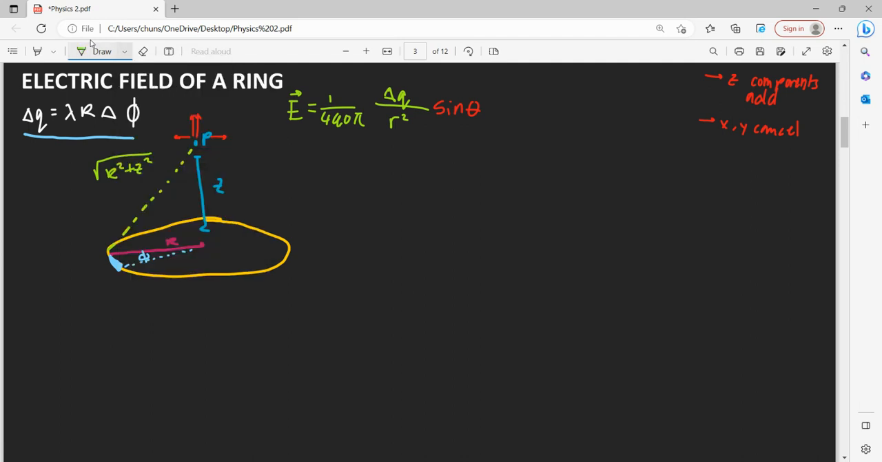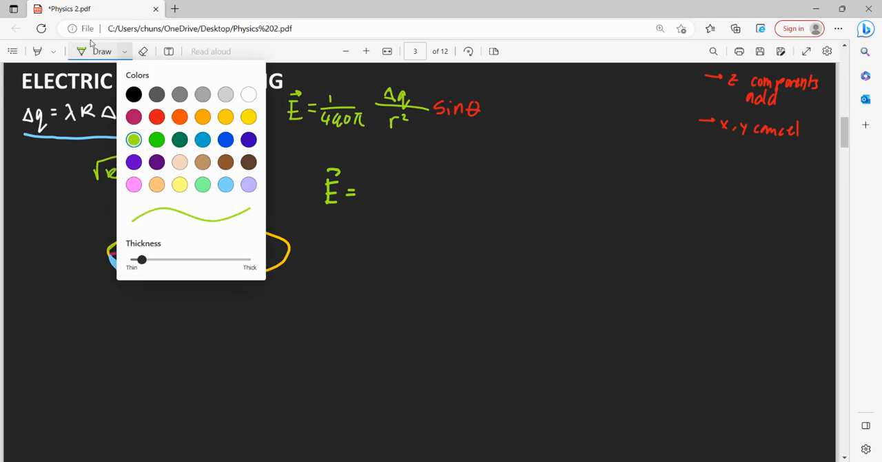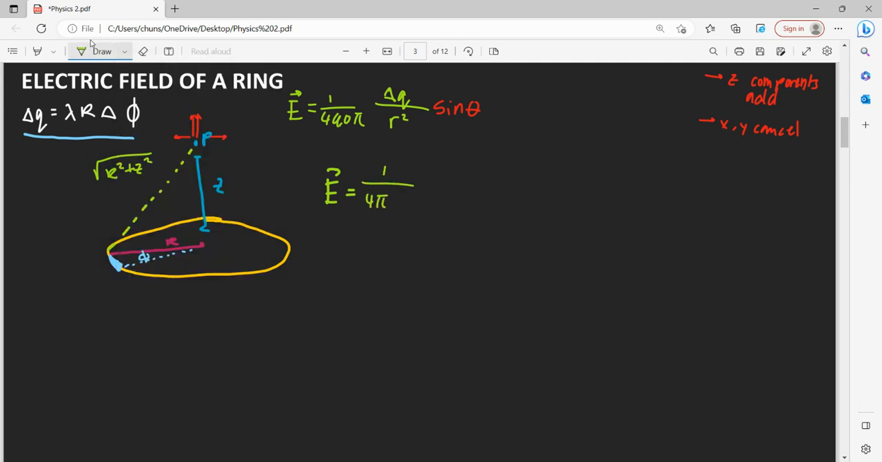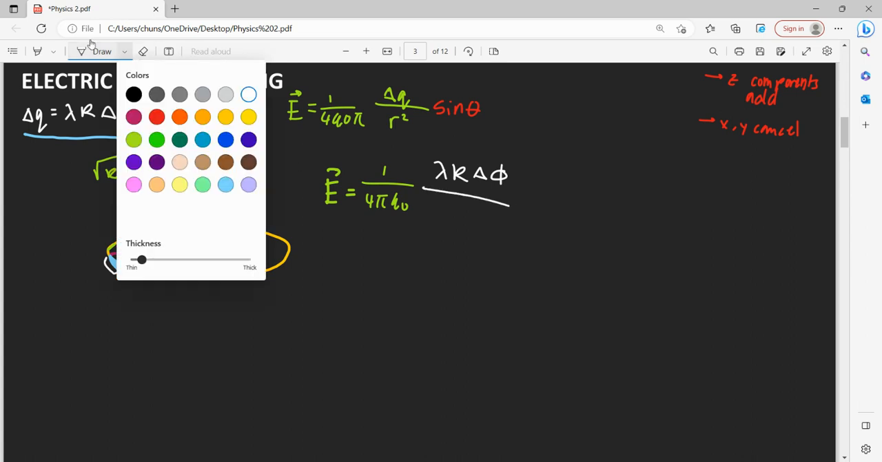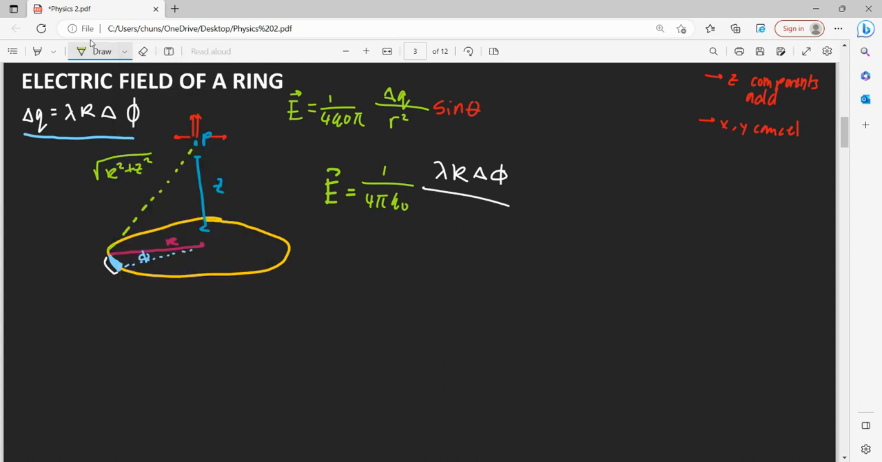So when we write our electric field equation out, let's make our brush smaller. 1 over 4 pi epsilon naught. In place of Q, we have lambda r times change in our phi, and that's just for our small arc over here. So rather than using our whole circumference, we're just going to use a small arc. So this is what's in place of our 2 pi r, over our separation distance of r squared plus z squared.